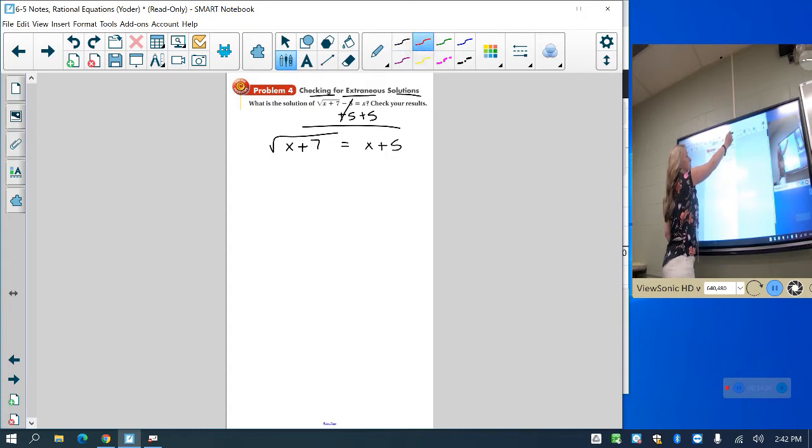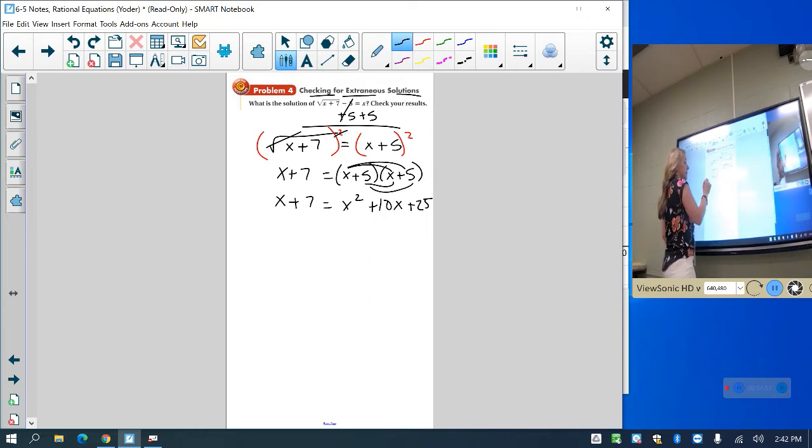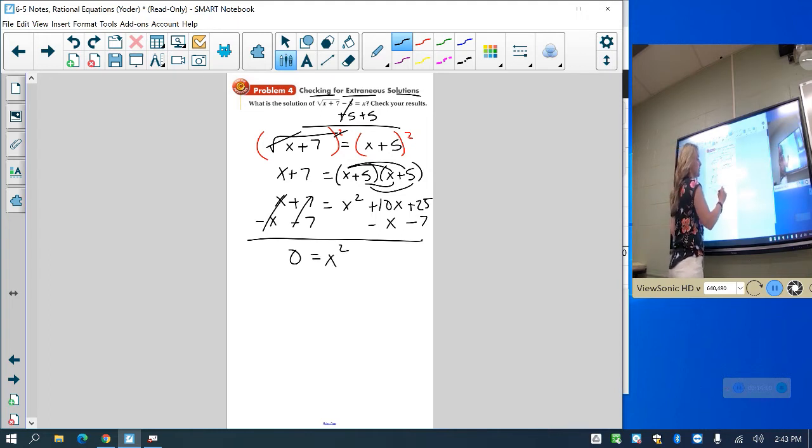Then how do I get rid of a square root? Squared. So here, the square root and the square cancel. I'm left with x plus 7 equals x plus 5 times x plus 5. So x plus 7 equals x squared plus 10x plus 25. All I did here was FOIL and combine like terms. Now, to solve a quadratic, I'm going to subtract x, subtract 7, set it equal to 0. So I have 0 equals x squared plus 9x plus 18.